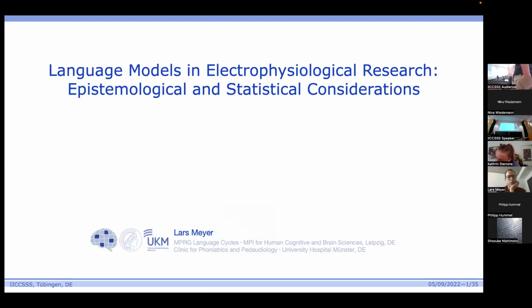No, really, I don't want this to be a formal thing because I'm not an expert on language models at all. So please, let's be interactive and try and make sense of what I'm saying.